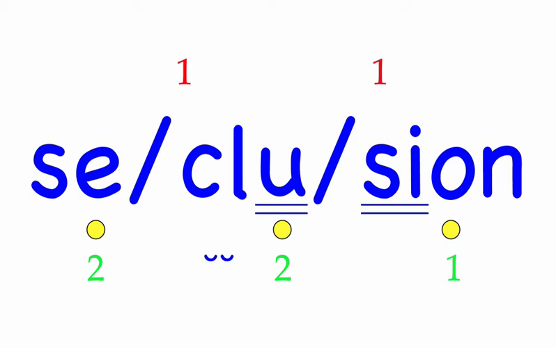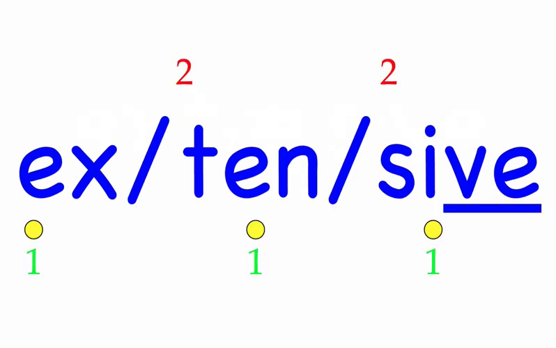Extensive. Extensive. There was extensive coverage of the event on television. Ex-ten-sive. X has 2 sounds, X. Ten, 3 sounds, T, E, N. Sive, 3 sounds, S, I, V. Extensive. Mark the word. Extensive. VE is a team at the end of this word. E's only function in this word is to prevent the V from being the last letter in the word.